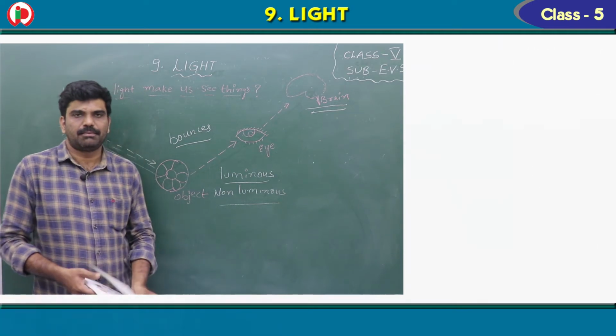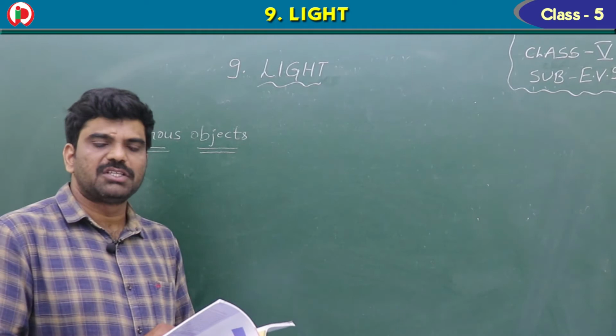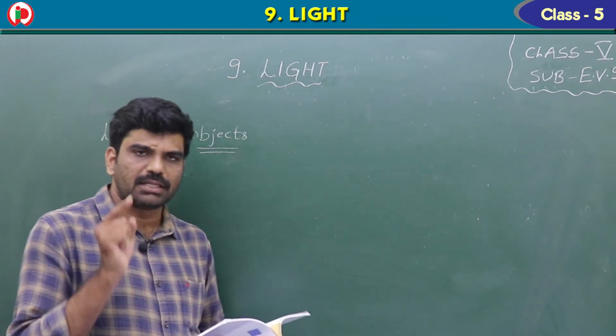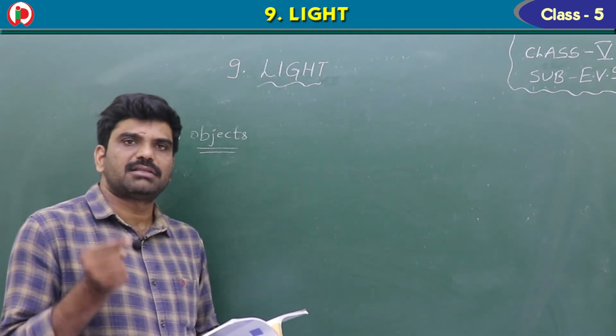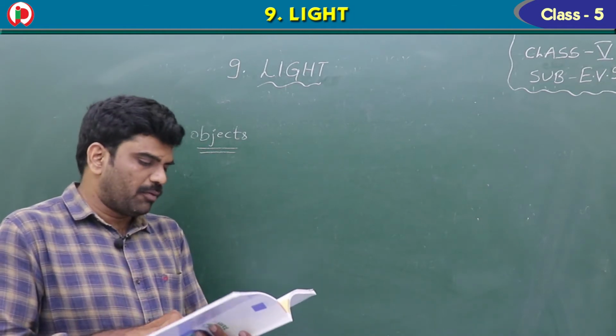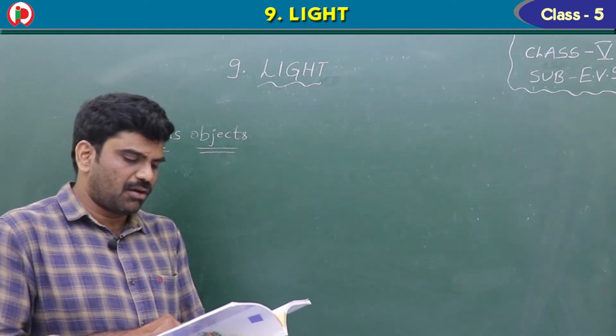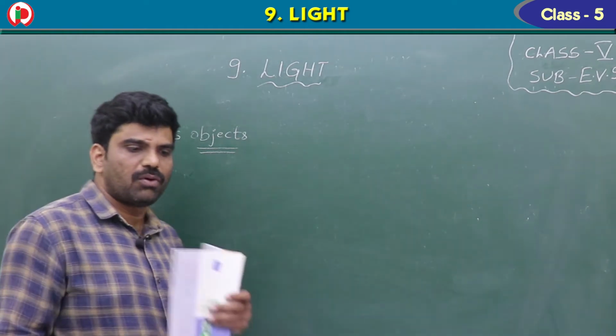See children, just now I told you that the objects that are visible to us are of two kinds. One is luminous, the second one is non-luminous. Now let's see the luminous objects. Luminous objects are those objects that emit or produce light of their own.